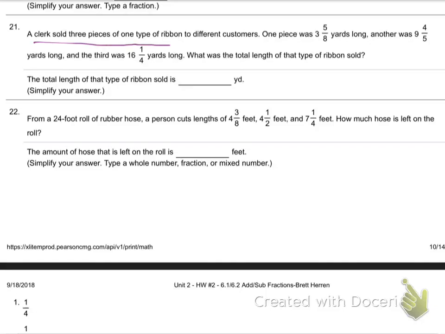3 pieces of one type of ribbon, different customers. 3 5/8, 9 4/5, 16 1/4. What was the total length? Okay, so let's move that over. So 21. We've got 3 5/8 and 9 4/5. So we're just adding them up, aren't we?